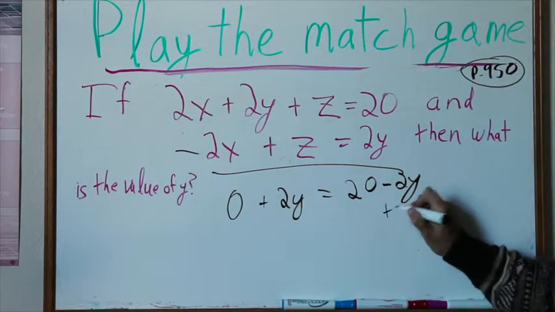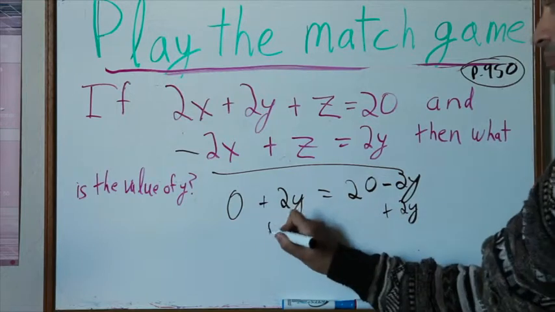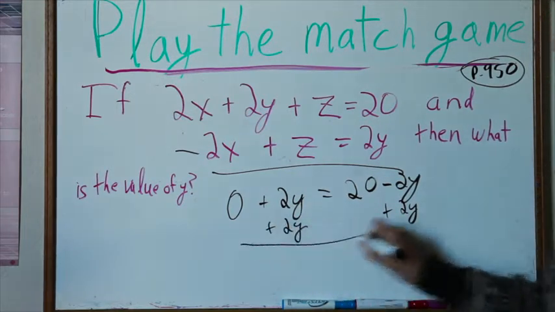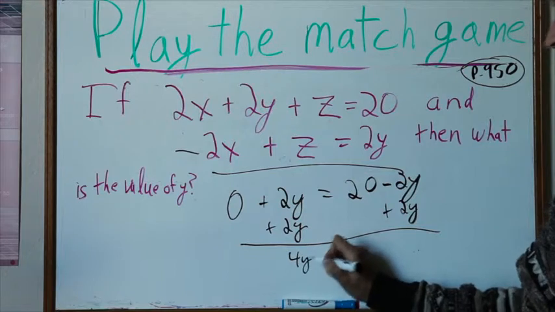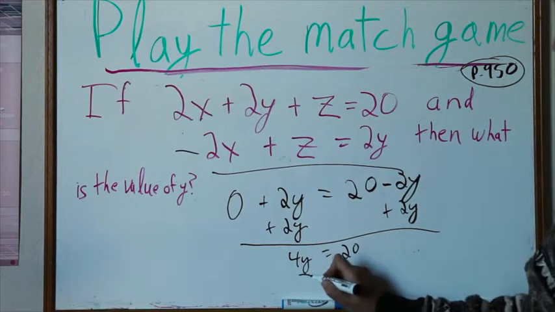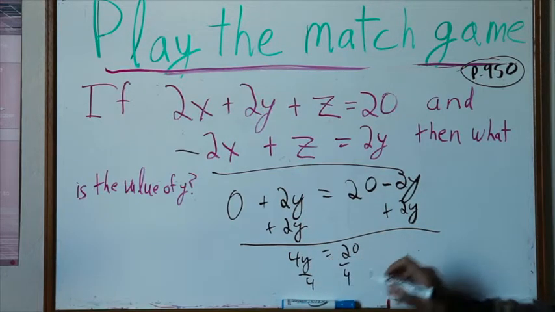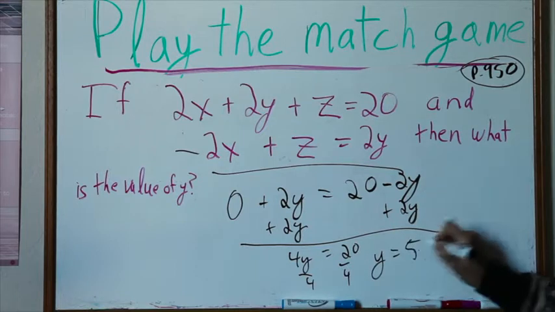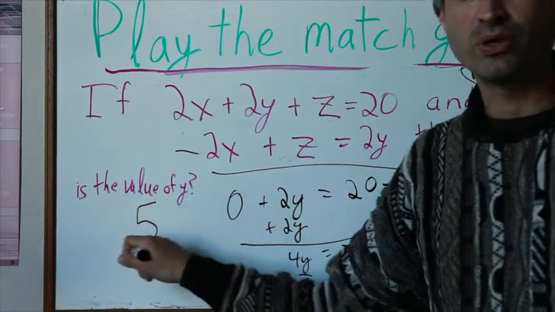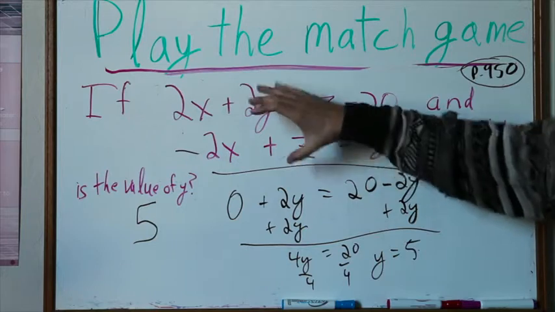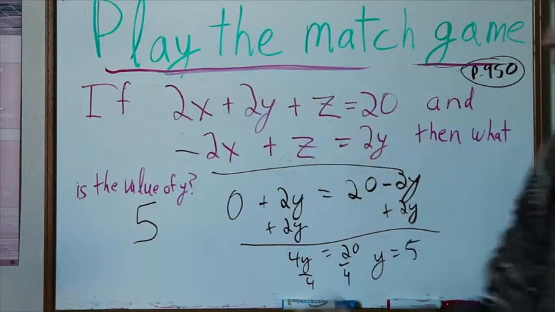From here I could add 2y to both sides to combine your like terms. I'm left with 4y equals 20. Dividing by 4 on both sides would yield that y equals 5. There's your answer, and we obtained it by taking these and getting it to match what they asked for.